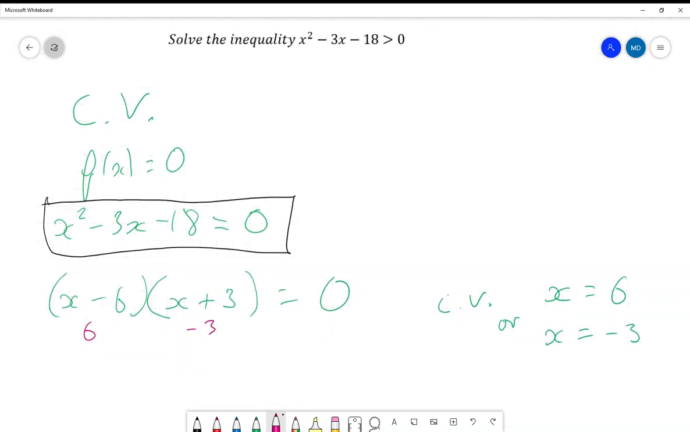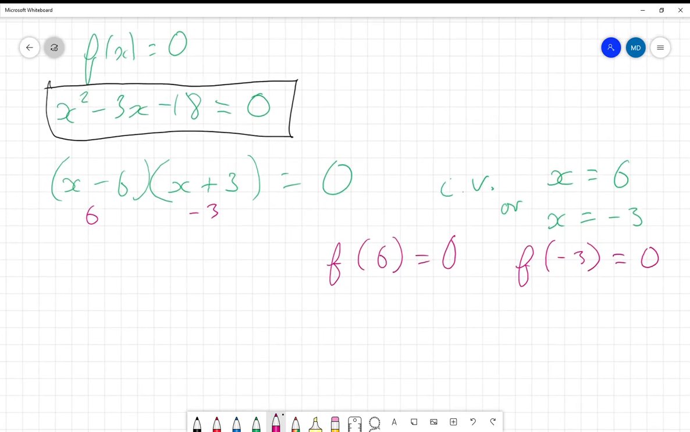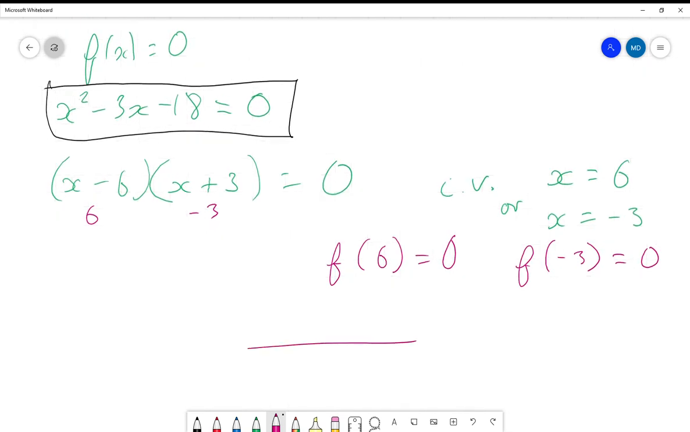And so our 0 values, f of 6 equals 0 and f of negative 3 equals 0. These are our critical values. If I put in 6 or put in negative 3, I get 0. So if I look on my graph, my points are at negative 3 and positive 6. My graph is going to look like this.